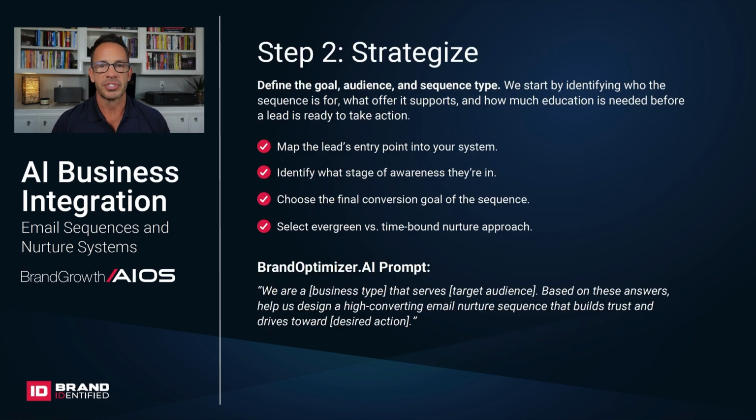So step number 2 is to strategize. You want to define the goal, the audience, and the sequence type. We start by identifying who the sequence is for, what offer it supports, and how much education is needed before a lead is ready to take action.